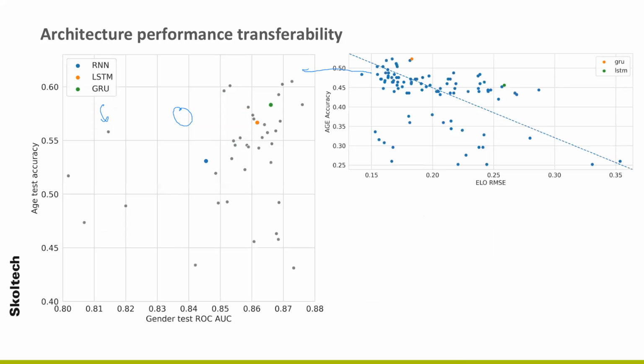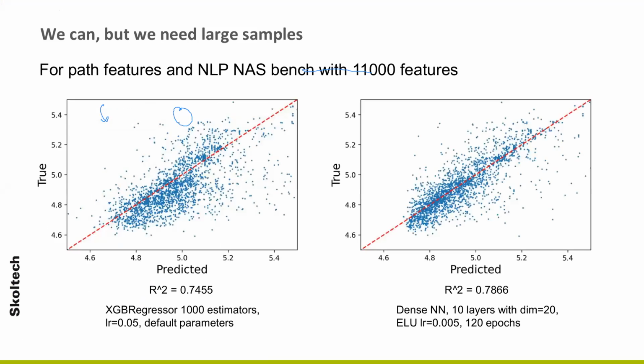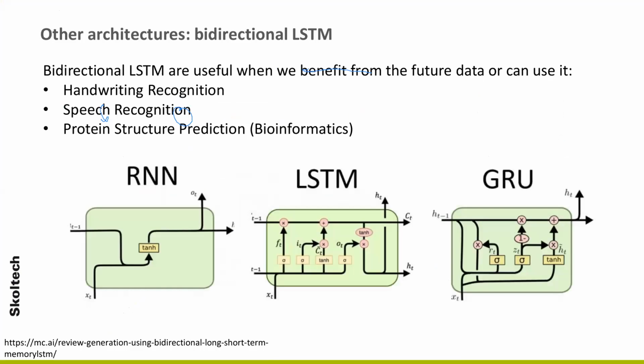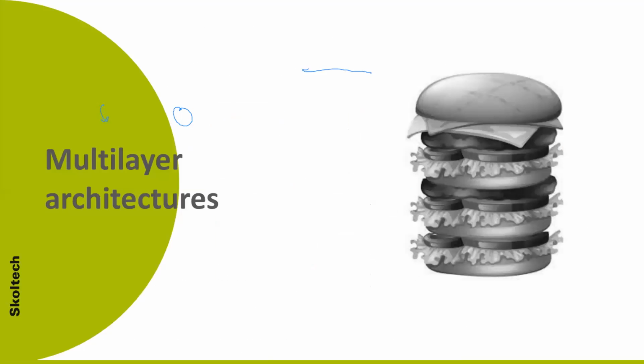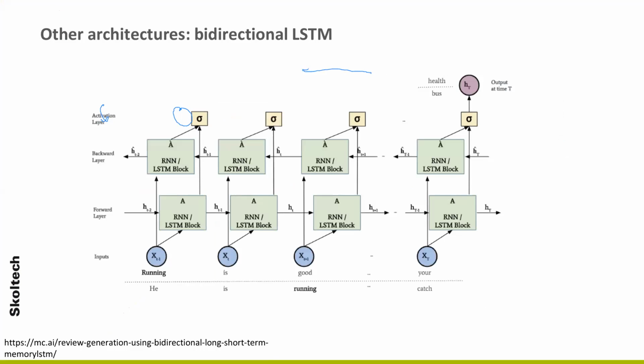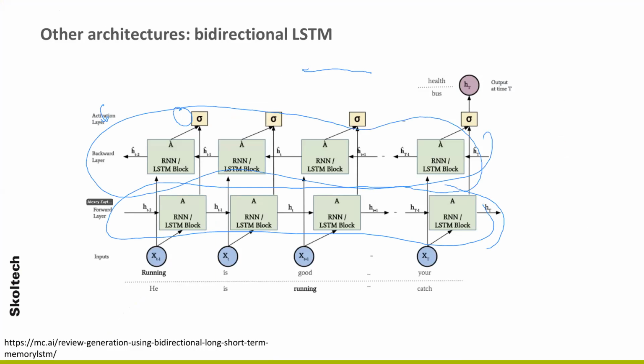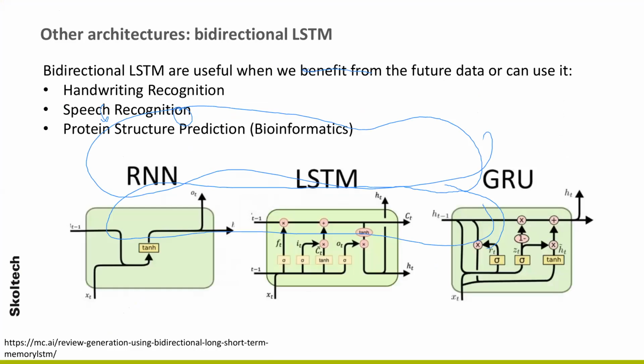So what conclusion can we draw? Okay, maybe we can drop this part and go to one short notice: we can do multi-layer architecture, so we can have not only one LSTM RNN block, but we can also try bidirectional LSTM. In this case, we try to learn from the past, and in some problems it makes sense. For example, handwriting recognition, speech recognition, and protein structure prediction in bioinformatics.